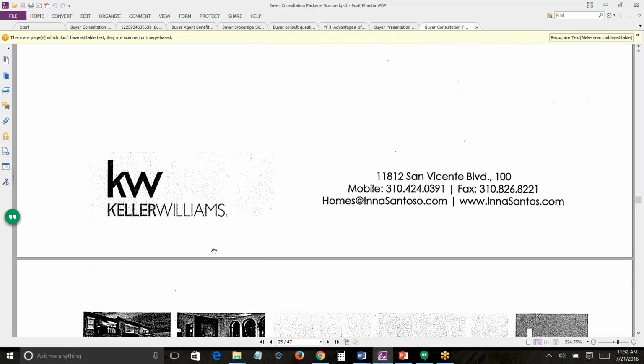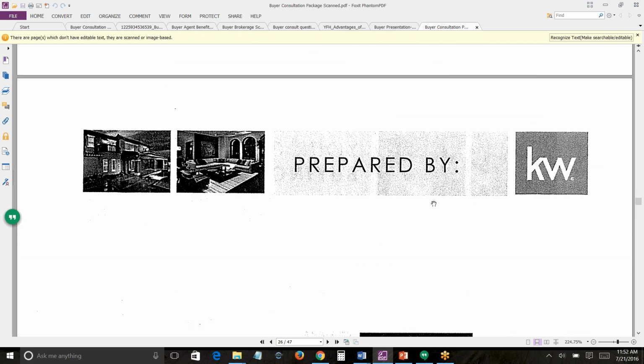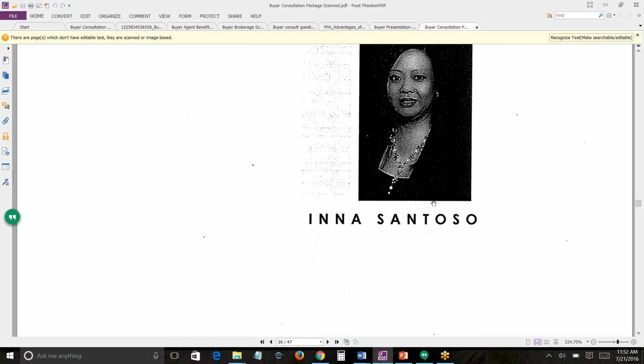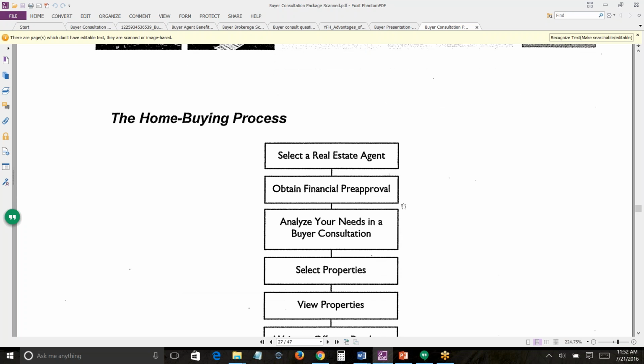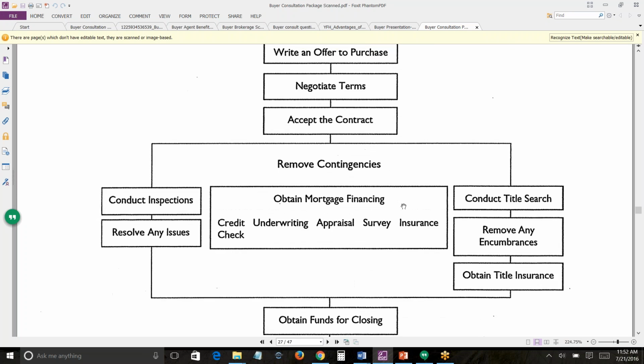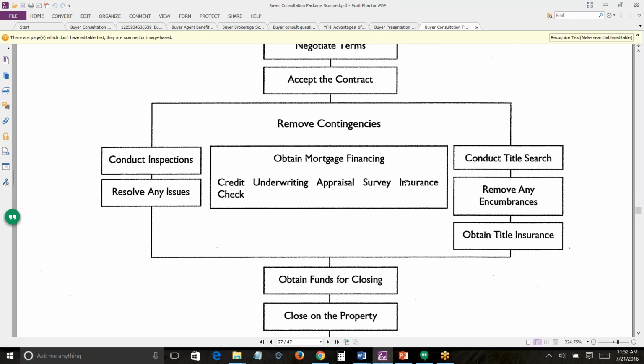that name and change the address. This is just an example. You should put in your picture. You should put in your information, right? You should customize it. Your guide to buying a home. Notice the home buying process. It's a little bit different, but not a bad one. Right? There it is. This, by the way, looks really nice when it gets printed out.